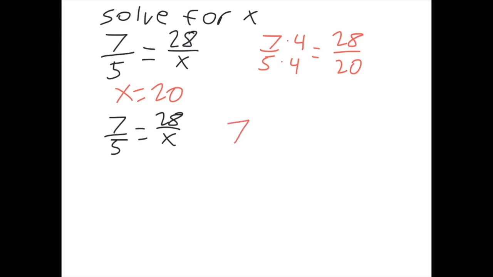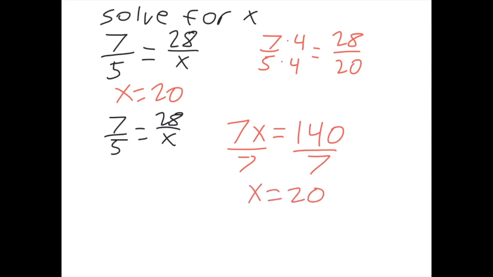So 7 times x, or 7x, equals 28 times 5, which is 140. Then solve for x. Divide both sides by 7, and that'll give you x equals 20. Both ways you get the same answer. One is easier during the easy kinds of problems, but one is easier during the more difficult problems. Make sure you understand how to do both of them, though.